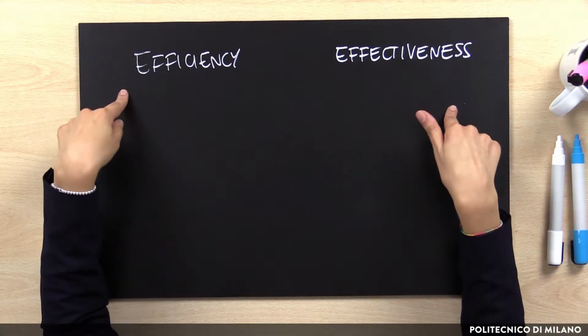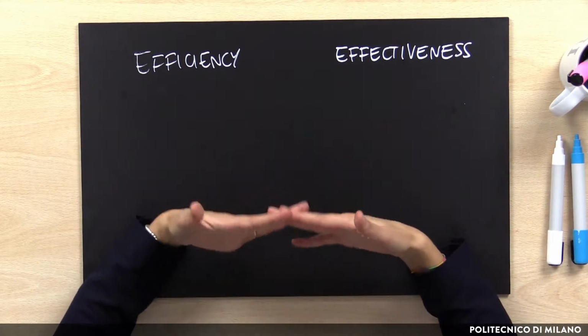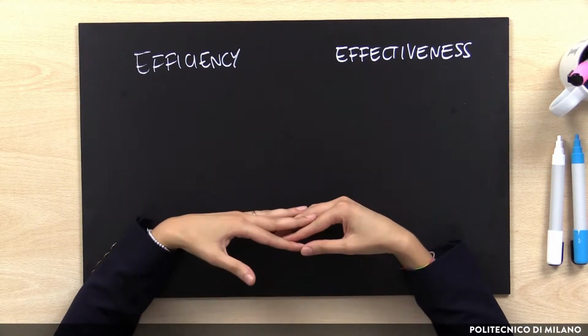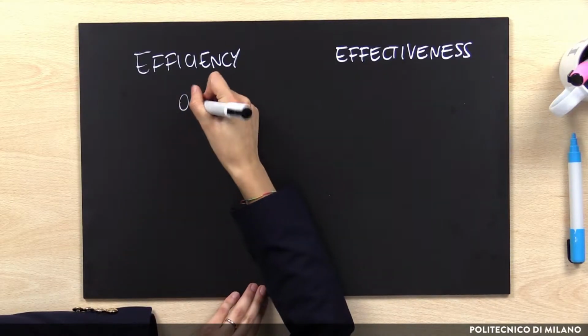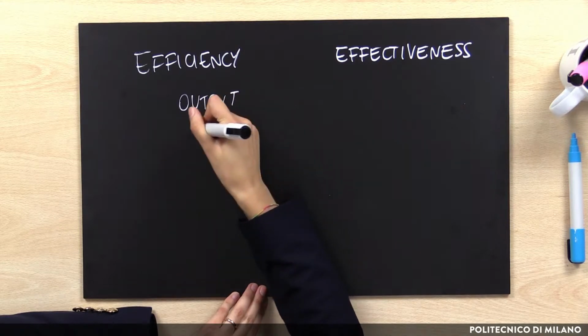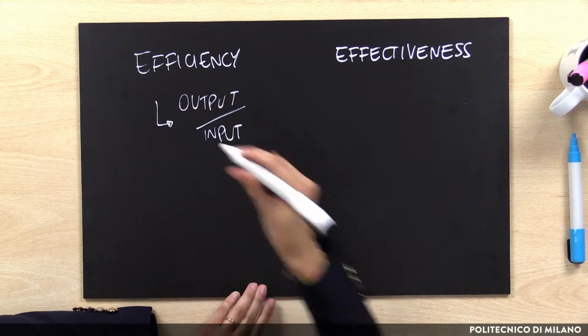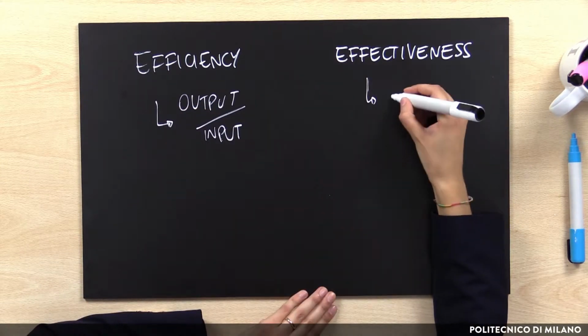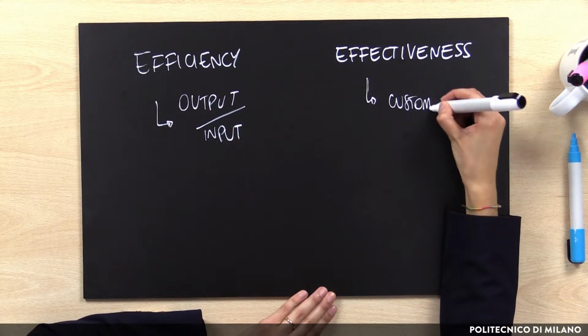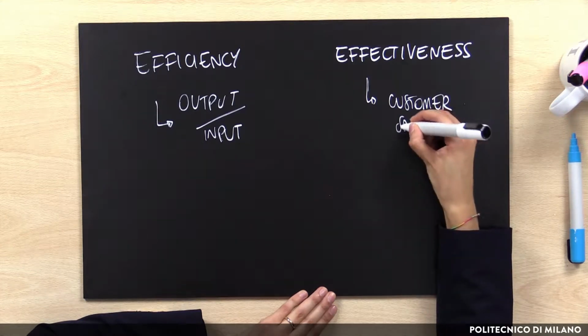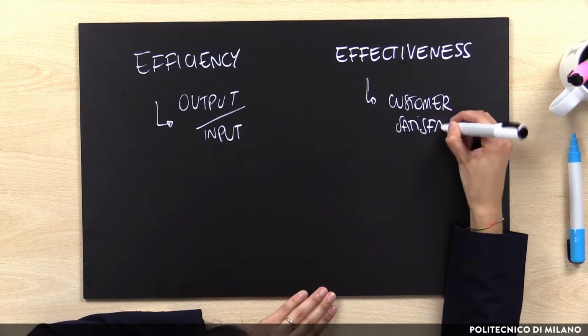In this lecture, we will talk about efficiency and effectiveness of a process, and we will see how they are in trade-off with each other. Efficiency is defined as the capability of the process to optimize the ratio between output value and used resources. Effectiveness, instead, is the capability of the process of achieving the targeted objectives, namely achieving an output that satisfies the customer needs.